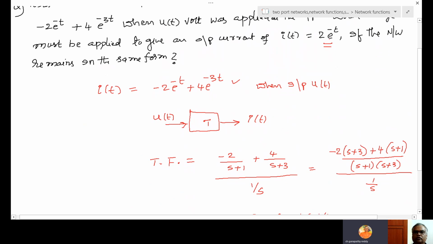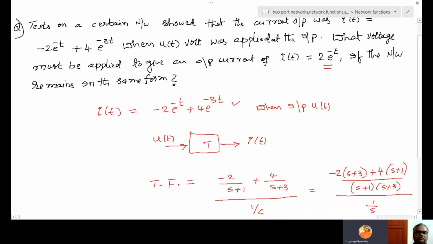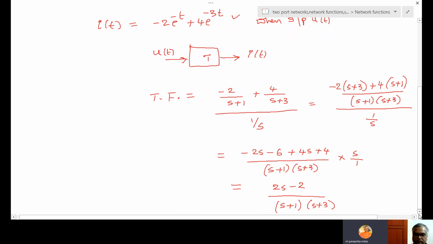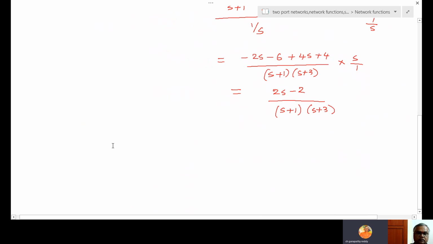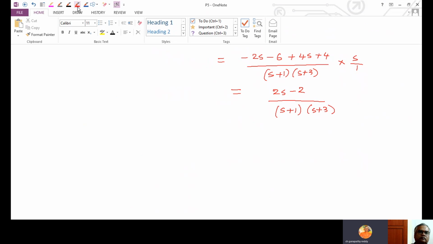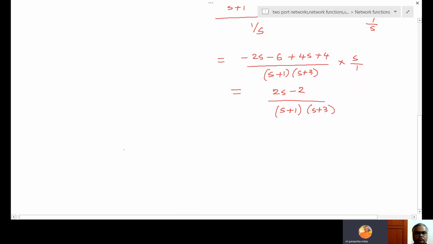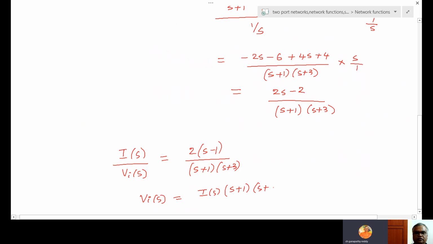Now to get the current of 2 into e power minus t, if the network remains the same, what must be applied? What is output is I of s. What is input is Vi of s. The transfer function is what we got, 2s minus 2 by s plus 1 into s plus 3. What is Vi of s in this case? I of s into s plus 1, s plus 3 by 2 into s minus 1. So we are solving for Vi of s.